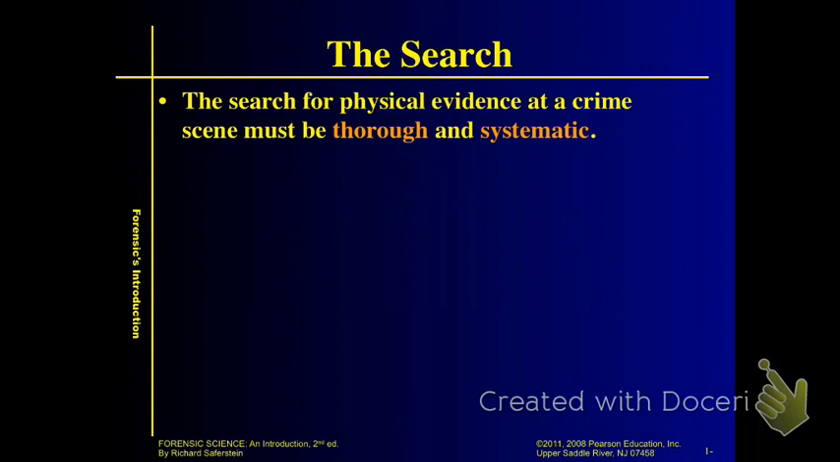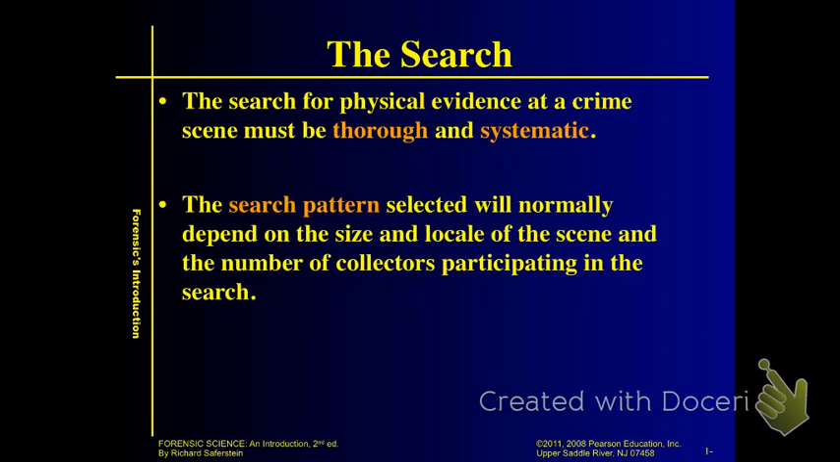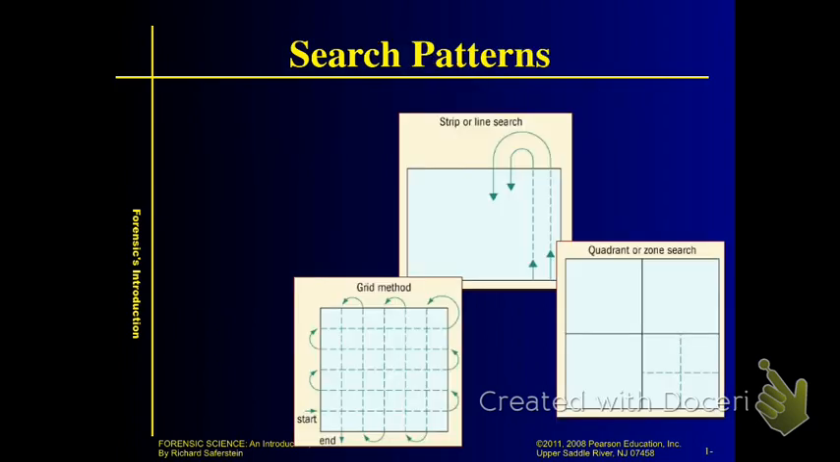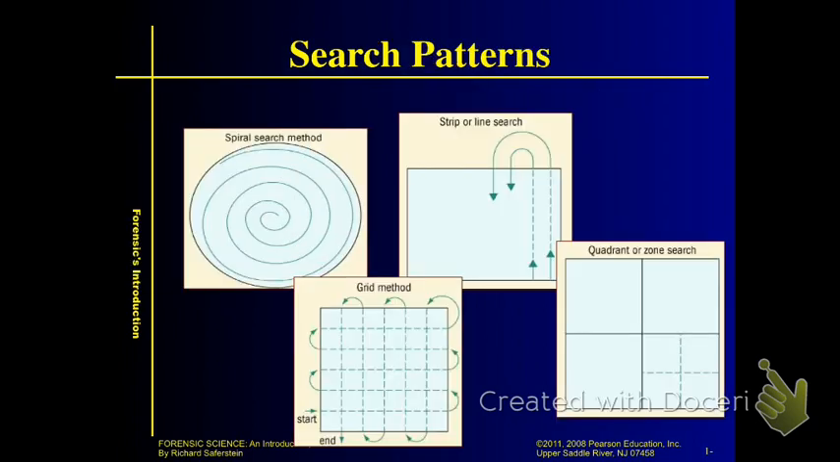The search for evidence has to be thorough and systematic, because if it's just completely haphazard, things can be overlooked. So the search pattern that's selected will normally depend on the location of the scene, the size of the scene, and how many people are available to search. So we have 4 different search patterns you need to familiarize yourself with, and they look exactly like they sound.